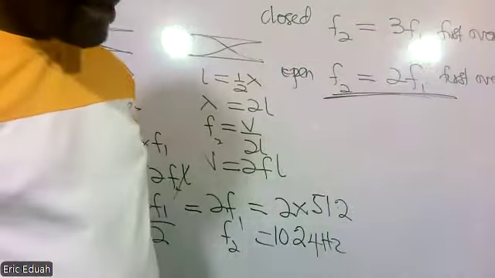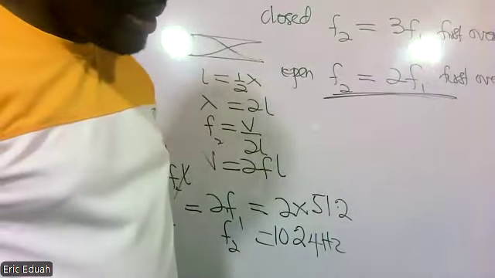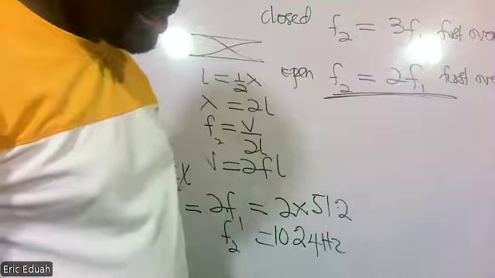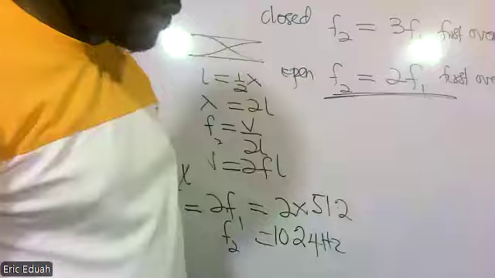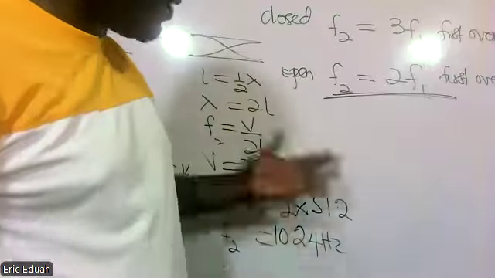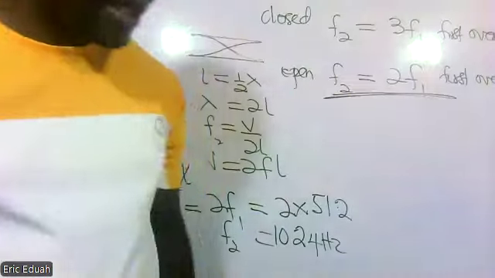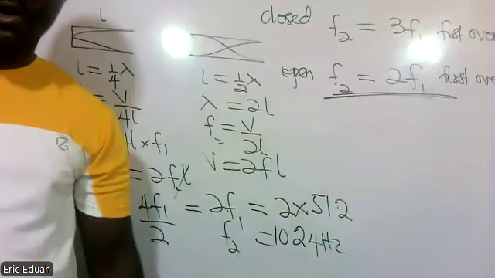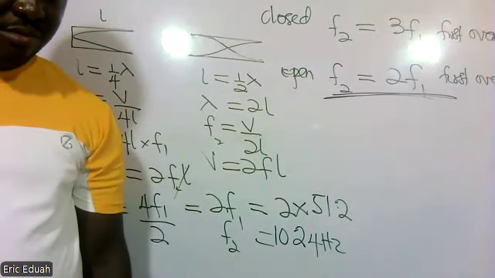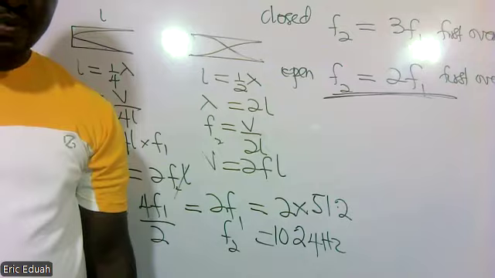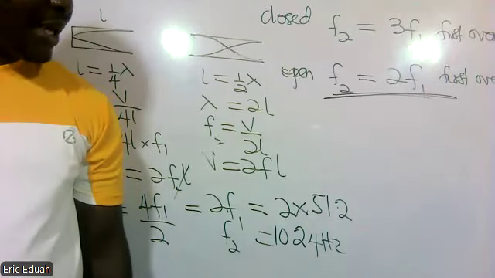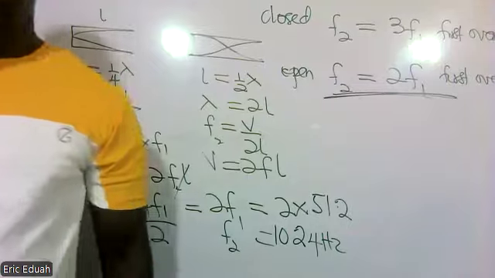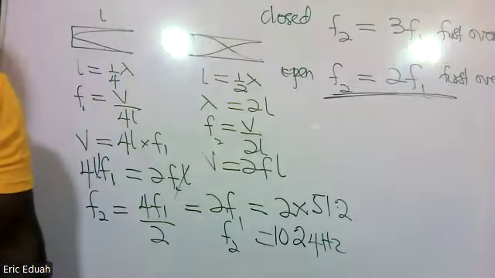Then C, its frequency is the same as that of the first overtone of an open tube of the same length, which is not true. So D, none of the above, is the correct option. None of the above is actually the correct option. All right, please, is there any question?